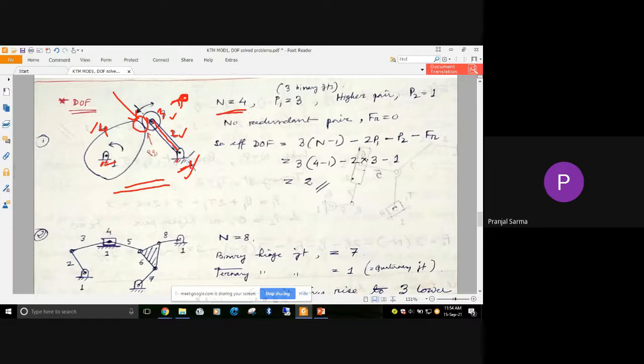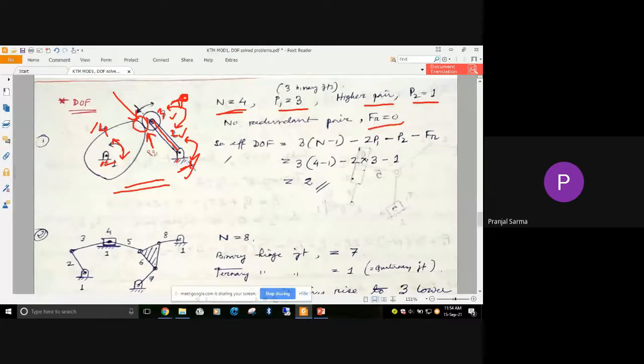Next, because of these hinges, one and two form one pair, two and three another, and we have one and four. Because of these hinges, we have three binary joints, so p1 equal to 3. Similarly, we get one higher pair, so p2 equal to 1. There is no redundant degree of freedom.